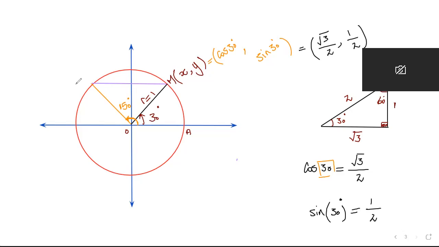Now, I locate this point. The mosquito has a mirror image. I call it M prime. Can you tell me the location of the mosquito at M prime? How much is that? Minus square root of 3 over 2 and 1 over 2.